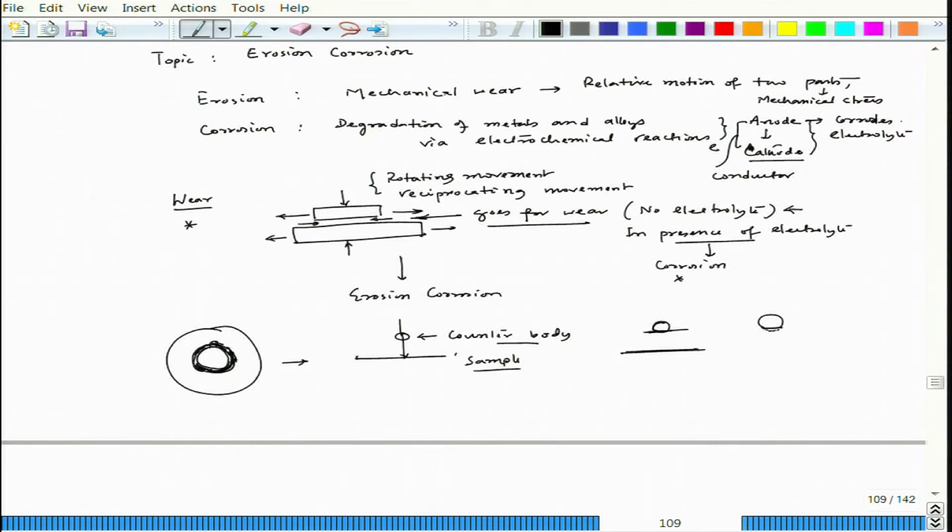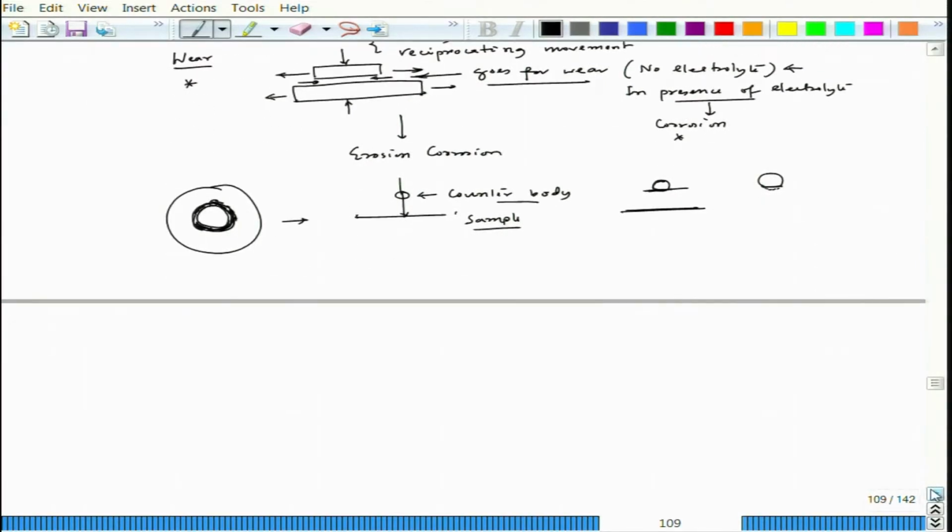So, this is a typical pin on disc operation, but there is one more method where you have a counter body, and this is on top of a flat plate. This counter body is given a specific amplitude reciprocating movement. So, this particular thing would move back and forth in a linear way on a line, and this amplitude could be of the order of 10 millimeter.